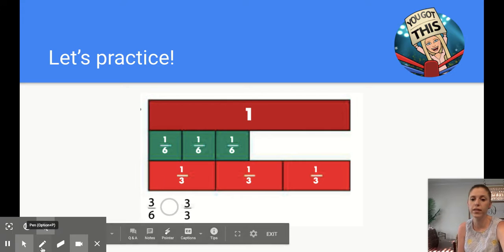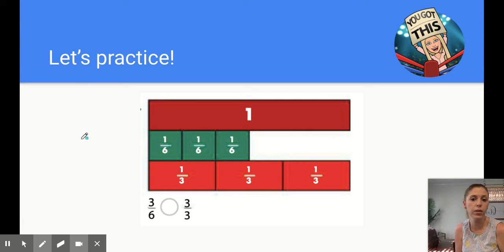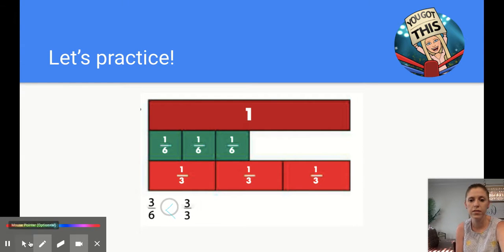So we're going to practice a few examples together. First and foremost, I wanted to point out that we're using fraction strips to help ourselves analyze and compare these fractions. So we are comparing 3/6 to 3/3. So 3 out of 6 pieces are shaded in here. And then we have 1, 2, 3/3. So I'm thinking to myself, which fraction is closest to 1 whole? Well, 3/3 equals 1 whole. So I can see that 3/3 is greater than 3/6.